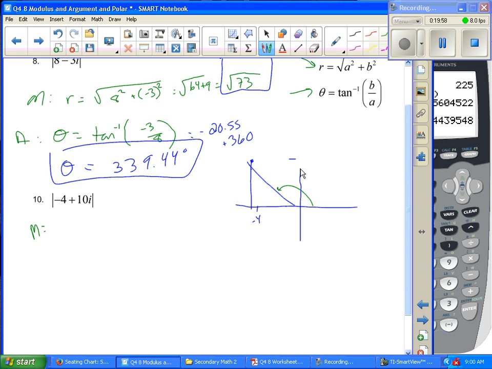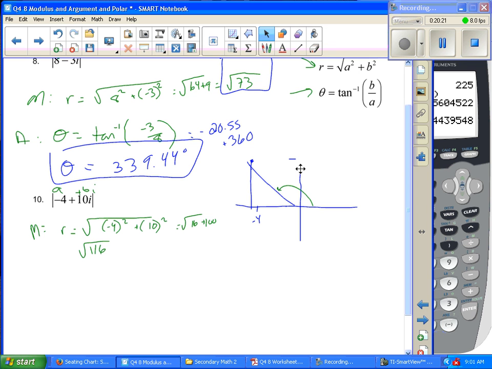So my modulus, the r, I just say is the square root of a squared plus b squared, so I just take the a, negative 4, and square it, plus do the b, and square it. Negative 4 squared is positive 16. 10 squared is 100. So then I end up with root 116.